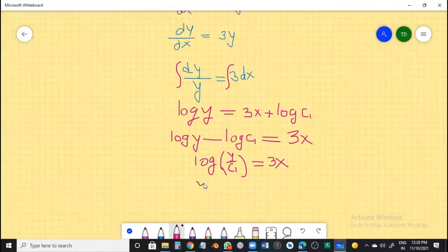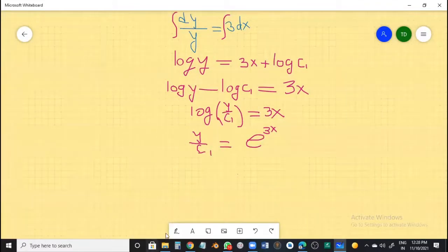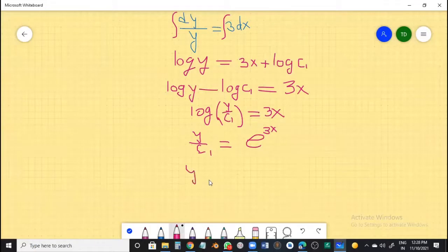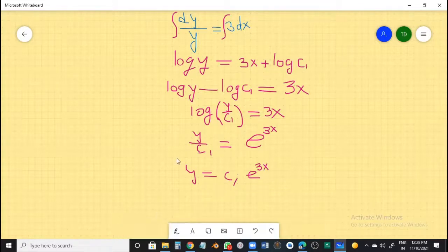Yes, yes, ma'am. Okay. And now let me take the antilog. By taking antilog, what do I get? y upon C1 will be equal to e raised to 3x. Yes. So the value of y is C1 times e raised to 3x. I feel you got me. Okay. Is there any question regarding this? Any doubt?